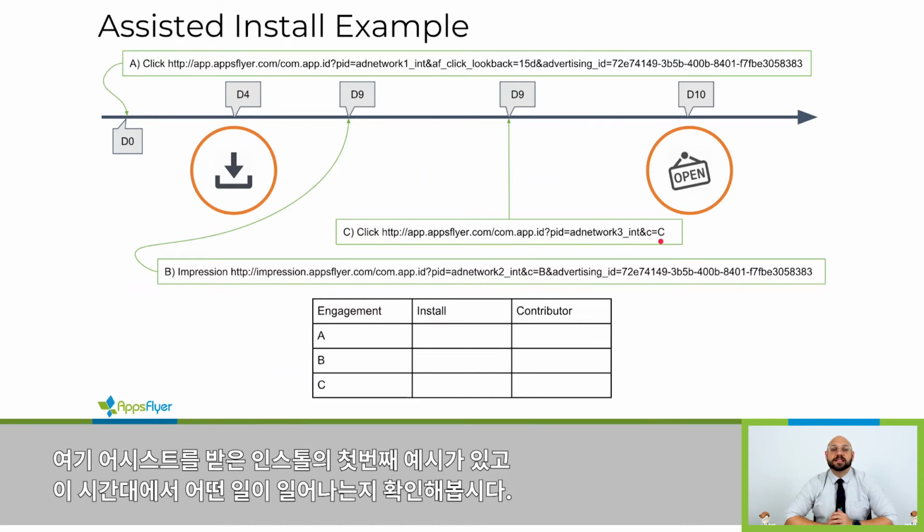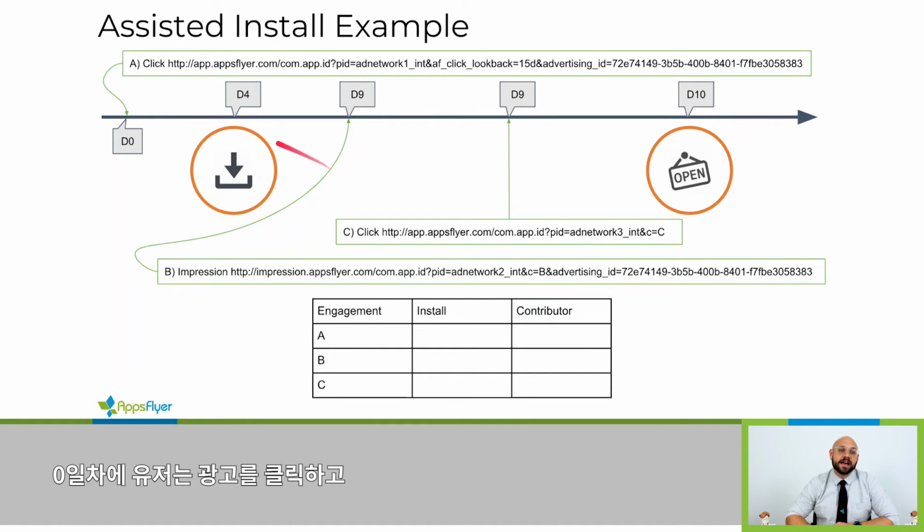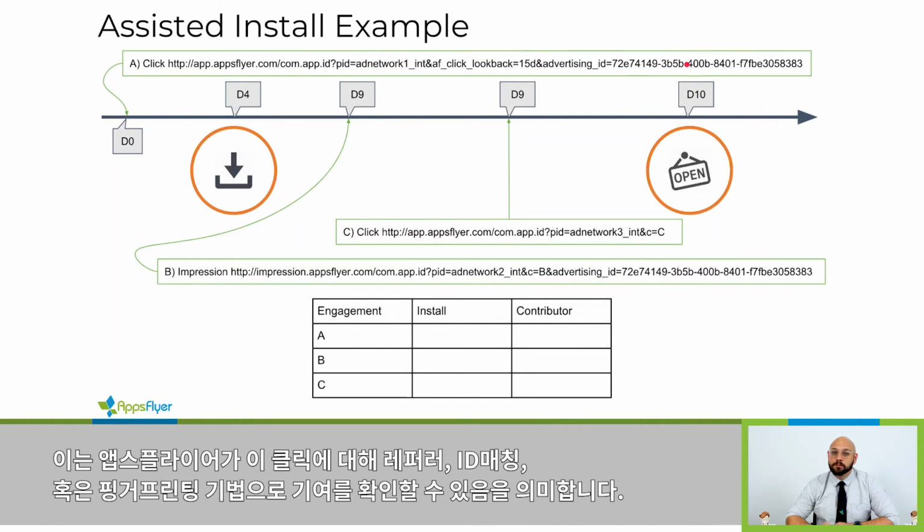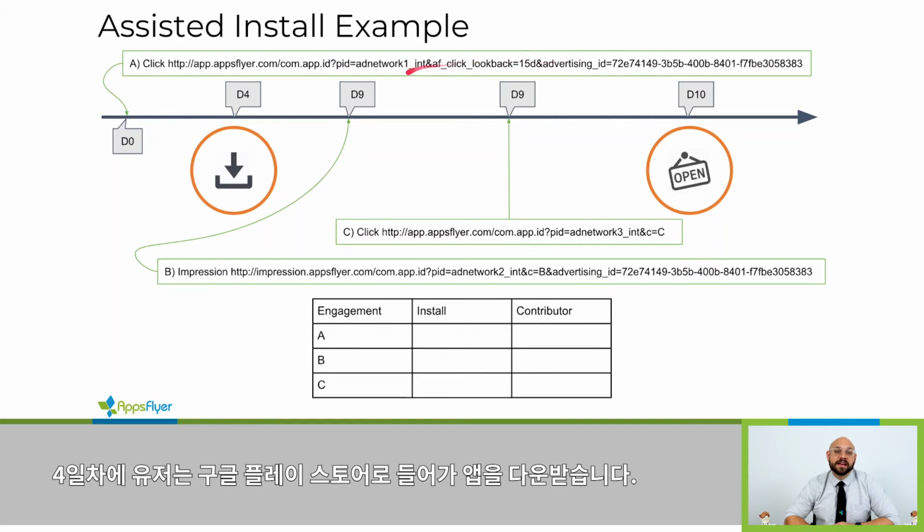So let's look at assisted install example number 1. And let's see what we have going on here on this timeline. On day 0, a user clicks on an ad. The click has a device ID, meaning that in this case, they could use refer, ID matching, or possibly even fingerprinting for attribution. On day 4, they go to Google Play and download the app.